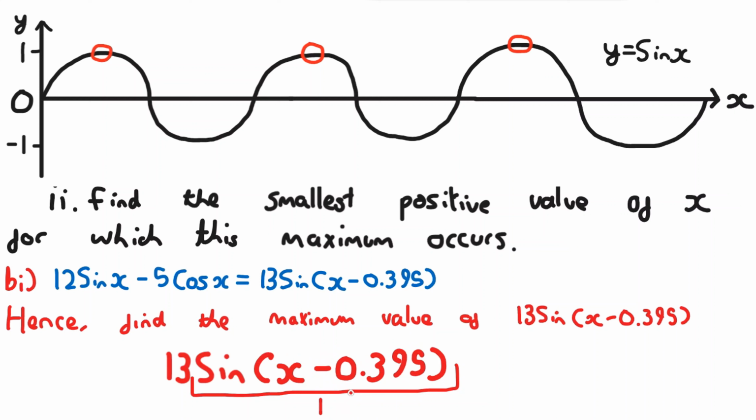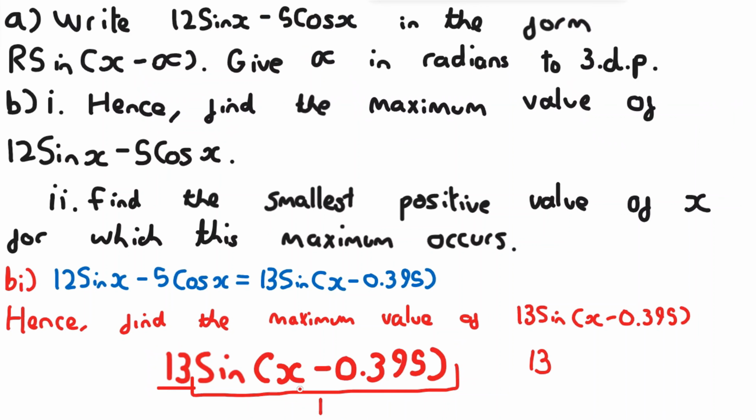It can't be any higher than this. So therefore the maximum value that this can have is when sin is 1, and this is going to be 13 multiplied by 1, which is of course 13. So the maximum value of 12 sin of x minus 5 cos of x is 13.